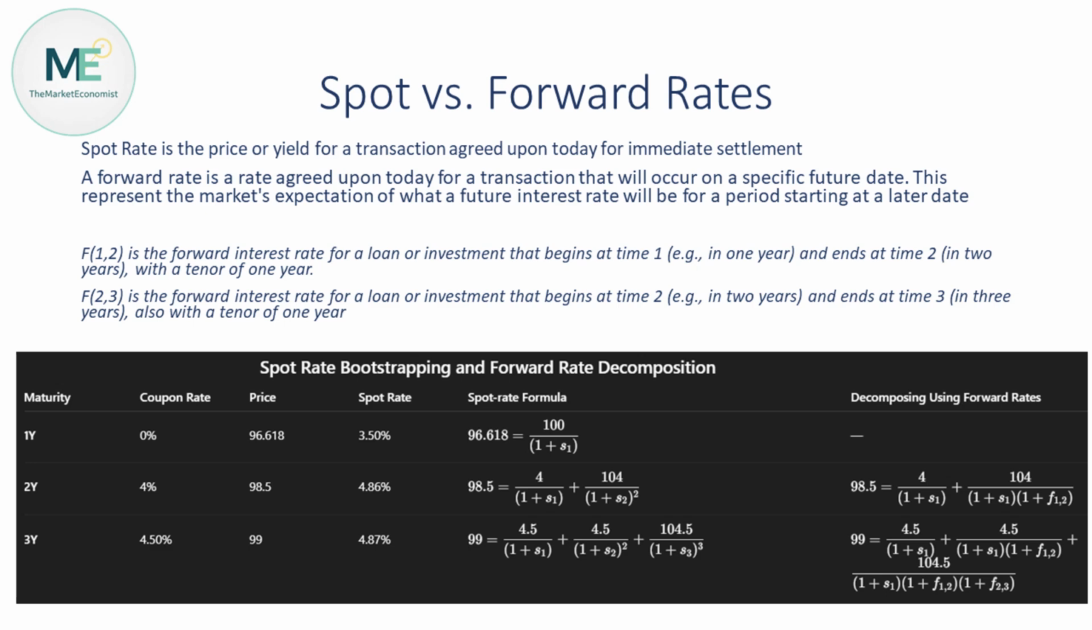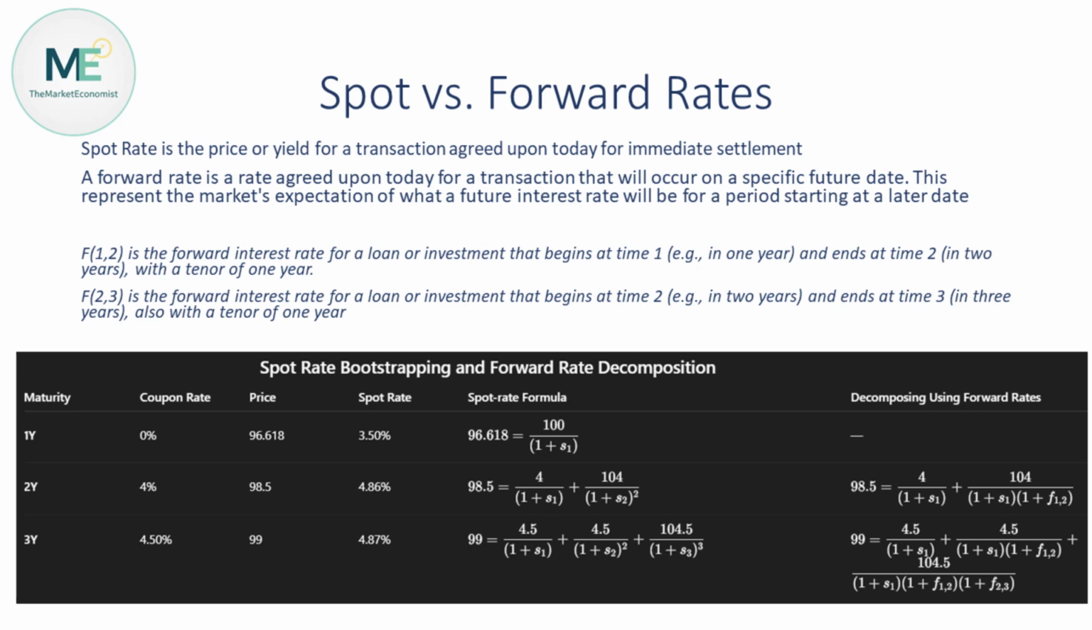We'll look at the same example that we took for bootstrapping the S1, S2 and S3 spot rates, and we'll see how we can decompose S2 into S1 and F1,2. S1 is again the spot rate 1, and F1,2 is the forward interest rate for a loan or investment that begins at time 1, which is 1 year, and ends at time 2 years, with a tenor of 1 year. And F2,3 is the forward interest rate for a loan or investment that begins in 2 years and ends at time 3, which is 3 years, also with a tenor of 1 year. So we'll look at that now.